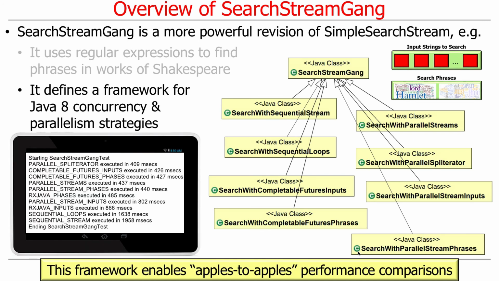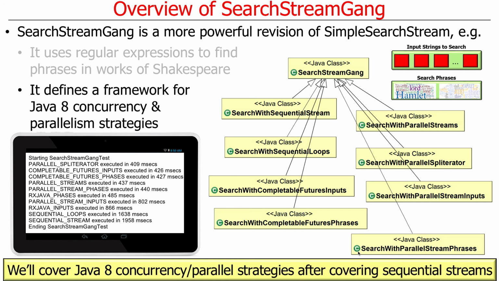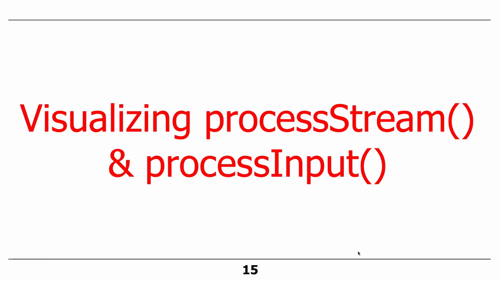Why do we build this framework? It allows us to do apples-to-apples performance comparisons, so you can see how the different versions of concurrency and parallelism in Java work relative to other ways of doing things. That way you can see the trade-offs, which is always a good thing to be able to know. We'll cover all the concurrency and parallelism stuff after we cover the sequential stuff.